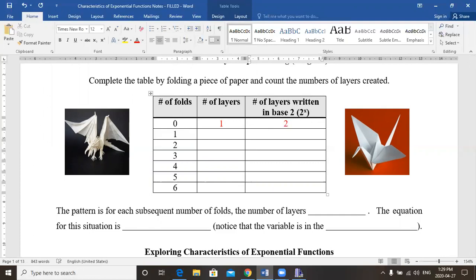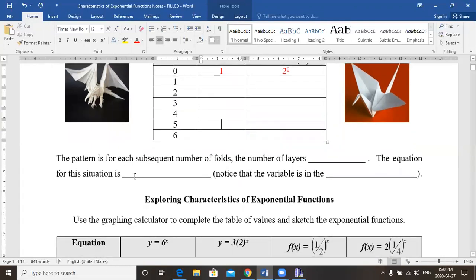So 2 to the power of 0 would equal 1. So essentially, the exponent would be the number of folds. So 2 to the power of 0 is 1, which means if you fold the piece of paper 0 times, you'll have one layer. So I'll let you continue on the rest and see the pattern.